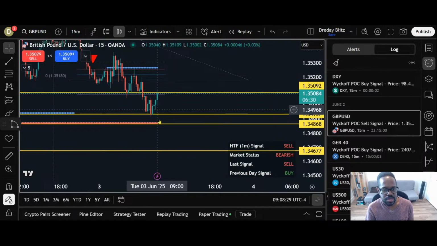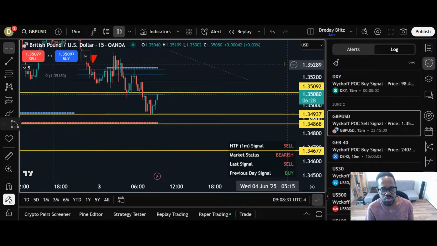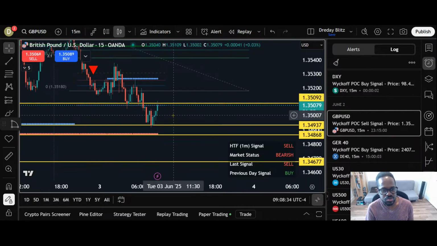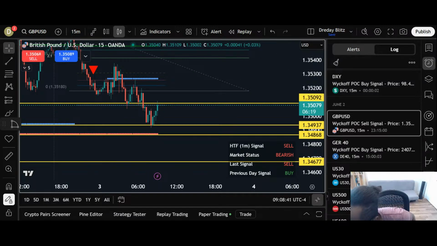So those were the TP zones. Right now it's retracing. If you took that GU trade, you should be well in profit. You should be thinking of getting out and taking profit overall.